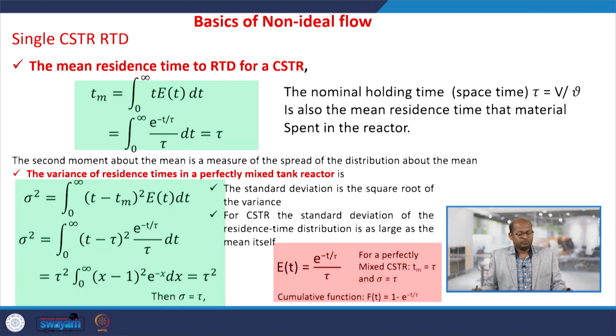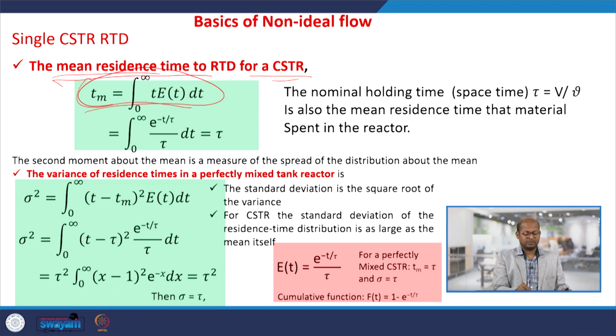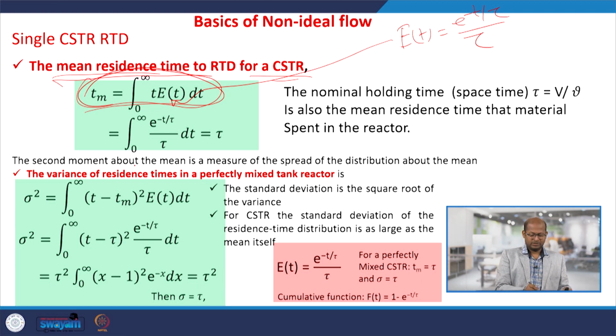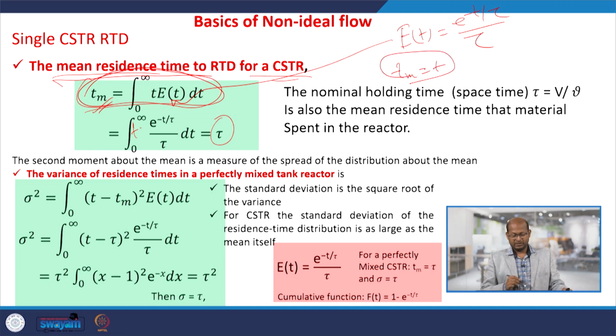Now we come to the mean residence time for a CSTR. The mean residence time is expressed as T_m equals the integral from 0 to infinity of t E(t) dt. Here E(t) for a CSTR reactor equals e to the minus t by tau, divided by tau. We substitute this here and then do the integration. After integration we get T_m equals tau.